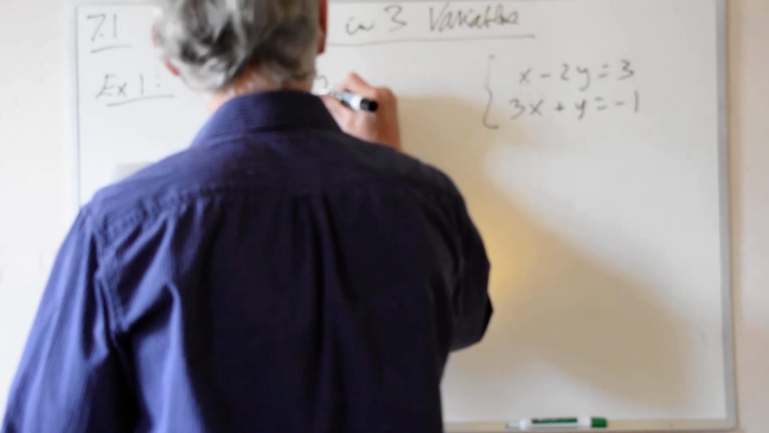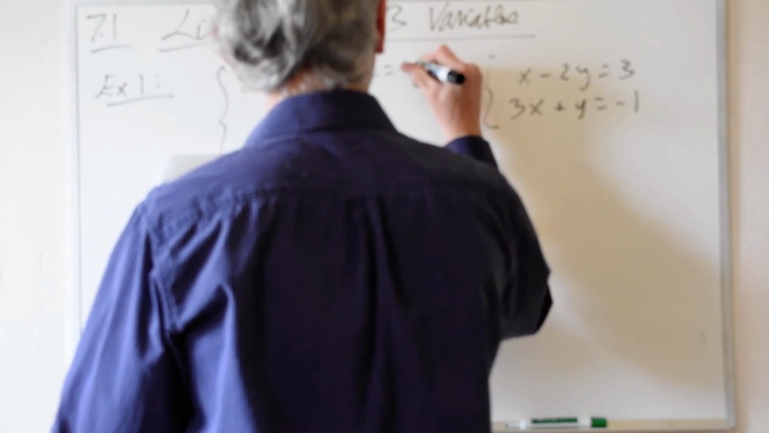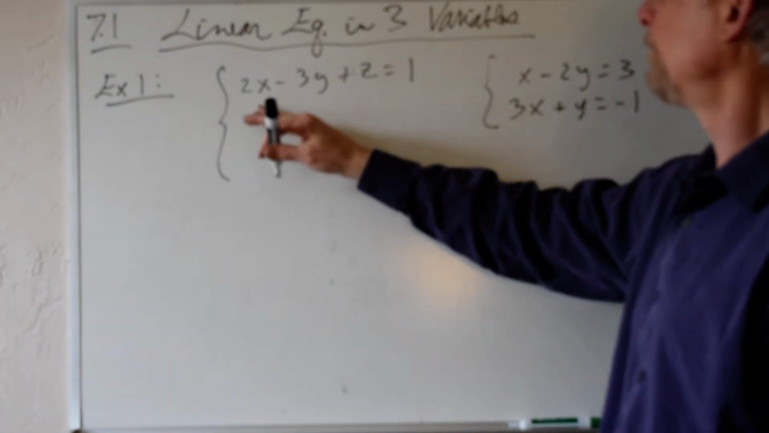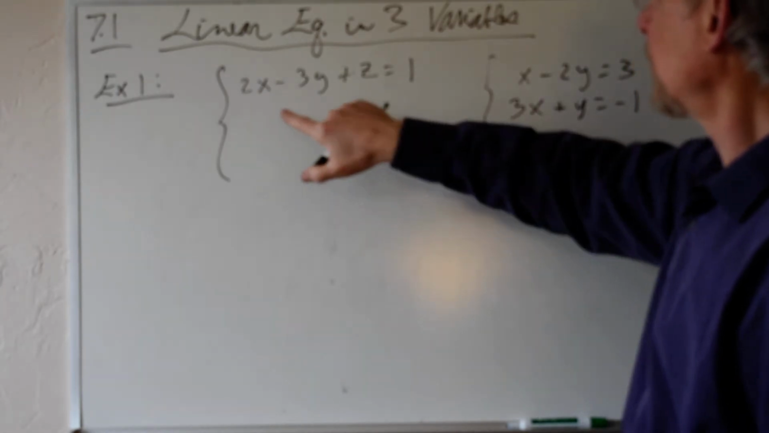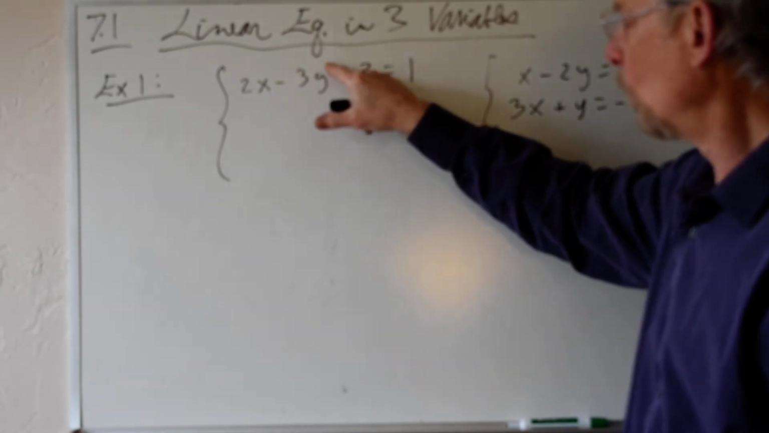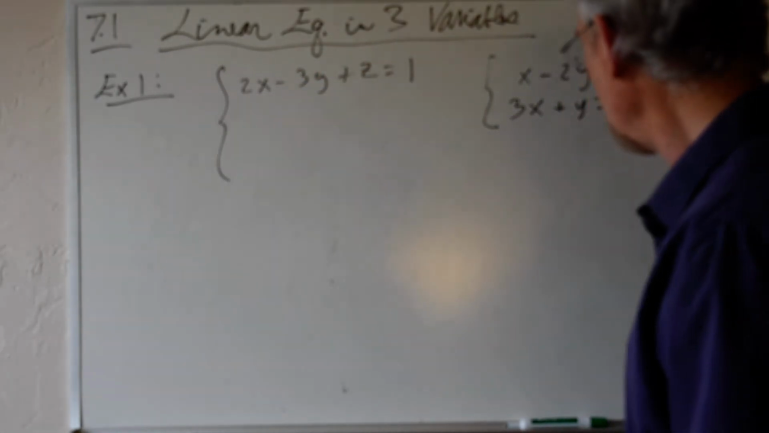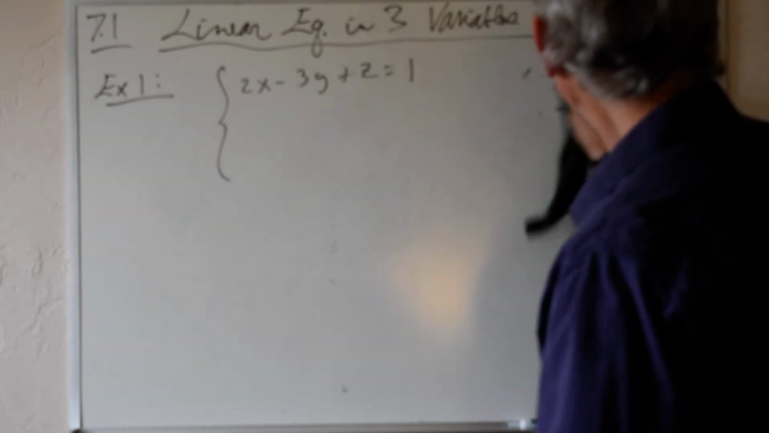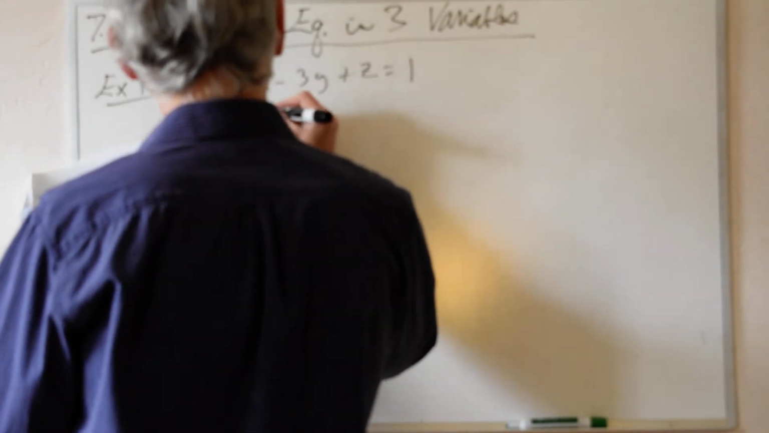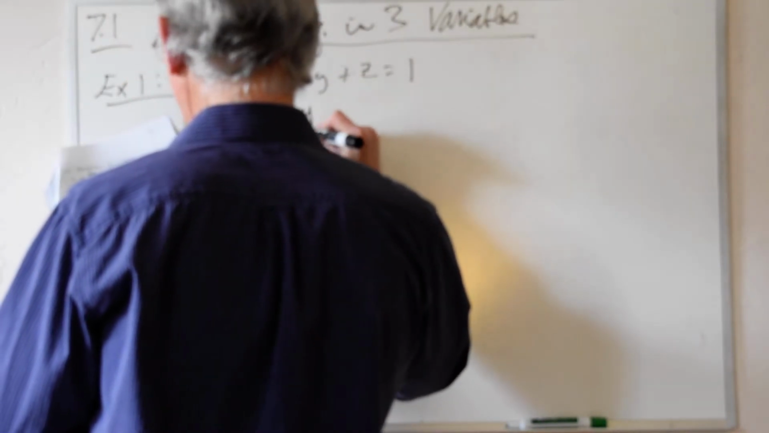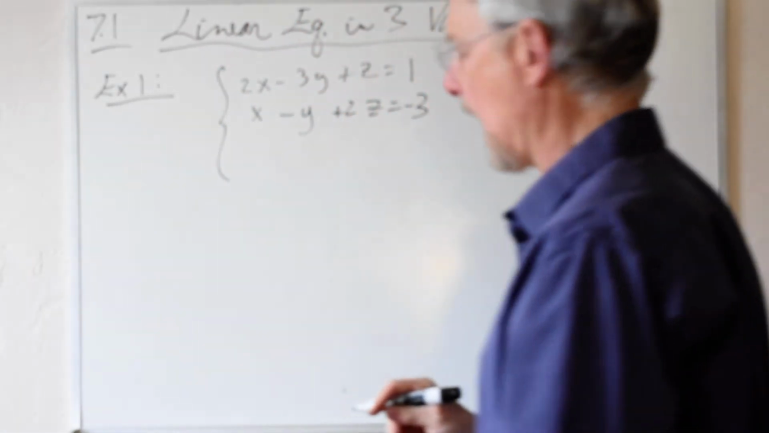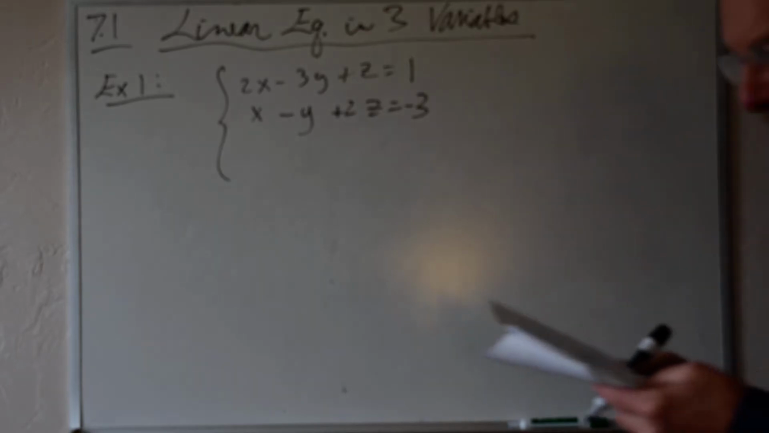2x minus 3y plus z equals -1. Oh, I see, okay. It's a linear equation in three variables. And of course it's linear because all the variables are to the power 1, right? The invisible 1 is the exponent there. That's why we call it linear. Let's get this out of our way. The second equation looks like that, another linear equation in three variables, and then a third one.